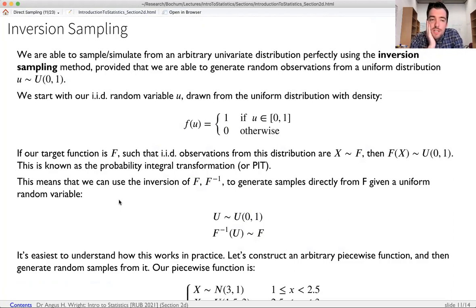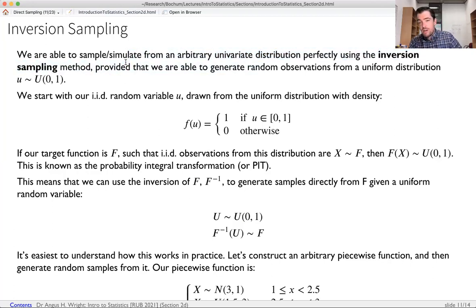What happens if we have a distribution where we can't directly sample from it? Let's say that it's a complex univariate distribution that doesn't have a well-defined sampling function. It's not just a Gaussian or something. In that circumstance, we can generate a perfect sampling from an arbitrary univariate distribution, so a distribution that only varies in one variable, using what's called inversion sampling.